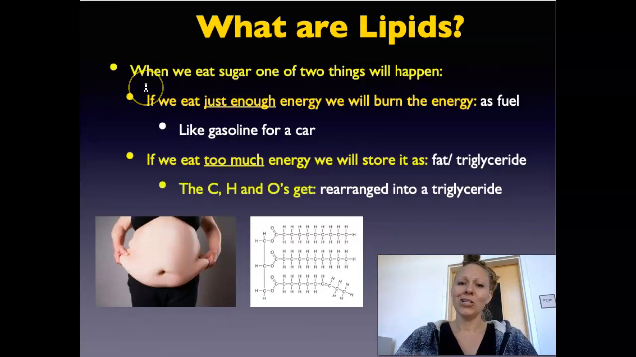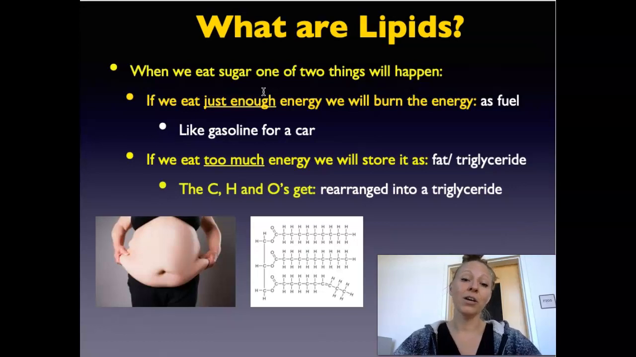And so why is it good to have a little bit less energy? Well, when we eat sugar, one of 2 things will happen. If we eat just enough sugar, or if we eat just enough food, we will burn the energy as fuel, similar to gasoline for a car. So if we have just enough gas in the car, it'll make the car go.